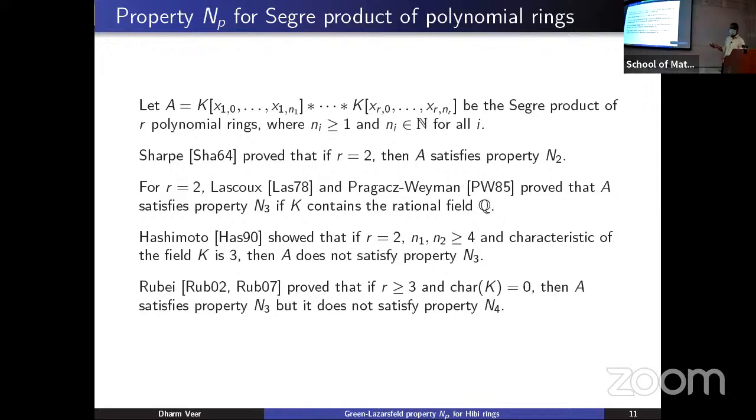For determinantal rings, they have actually studied the whole resolution over characteristic zero fields. As a consequence, we get that the ring satisfies property N3. Similarly, Sharpe also studied the determinantal ring, at least the property N2. In fact, the term Green-Lazarsfeld property NP occurs in the paper of Green-Lazarsfeld of 1986, and one can check that these results were proved way before that.